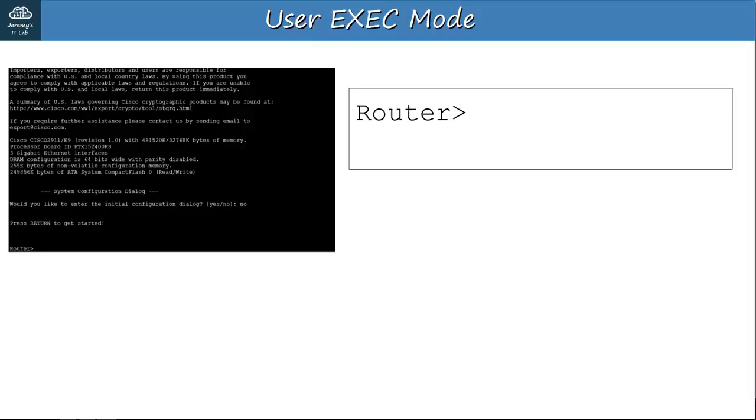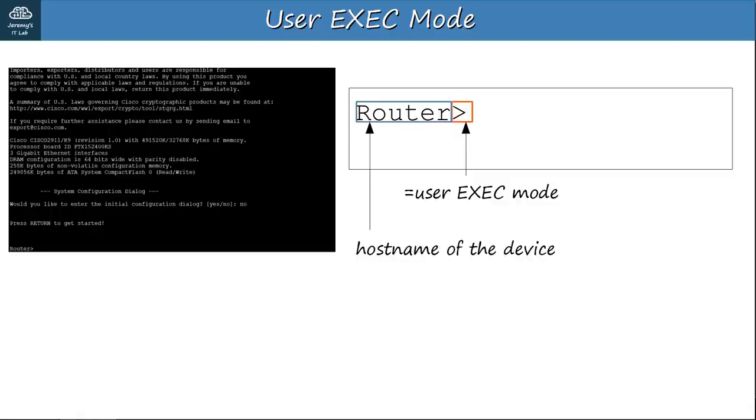When you first enter the CLI, you will by default be in what's called user exec mode. User exec mode is indicated by the greater than sign next to the hostname of the device. Note that the default hostname for this device is router. The text displayed here always indicates the hostname of the device. All devices have a hostname, and for a Cisco router, the default name is router.